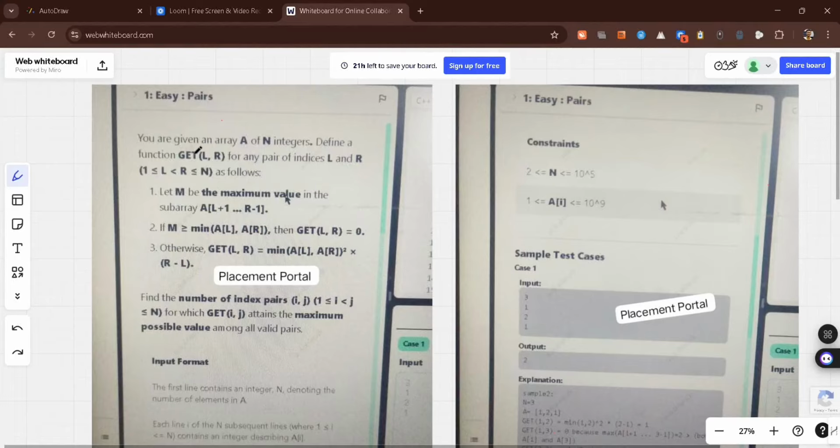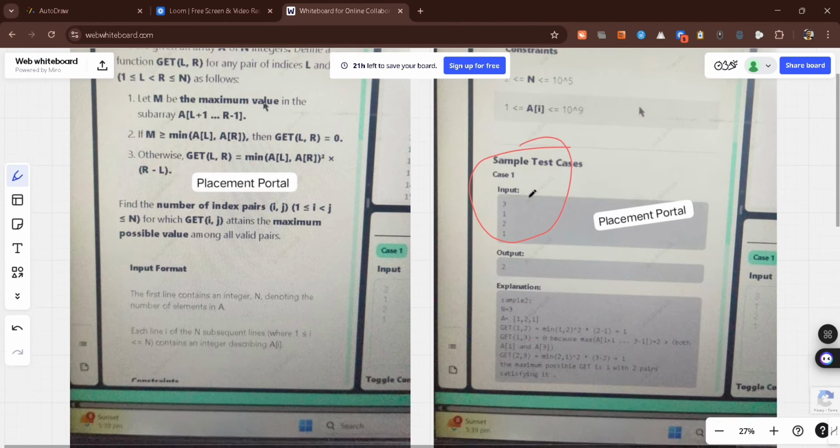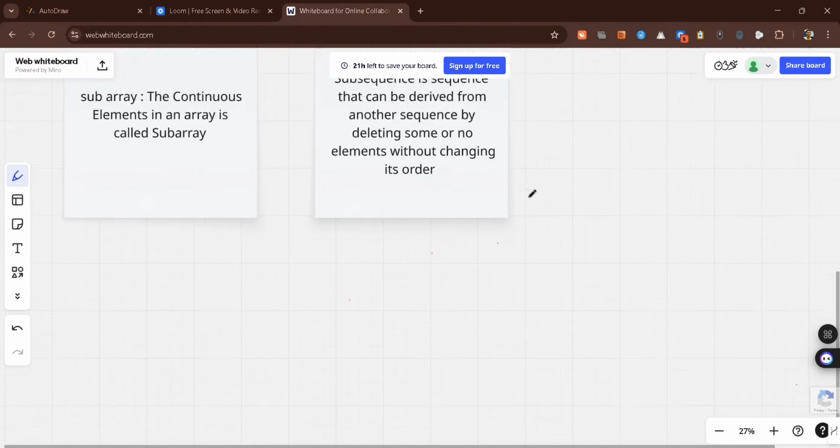You're given an array A of n integers. Define the function get for any pair of indices L and R. Okay, we need to satisfy this condition as follows. So he's saying that there is an array called A with n integers. As per the sample test case, we will be seeing. Okay, let's discuss as per the sample test case.